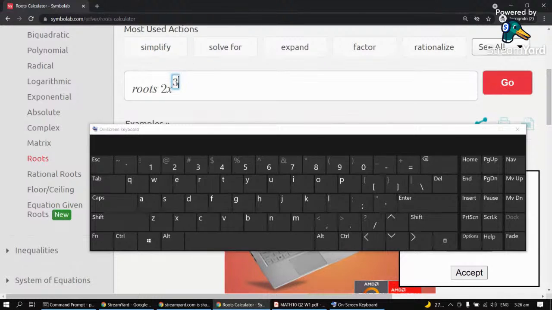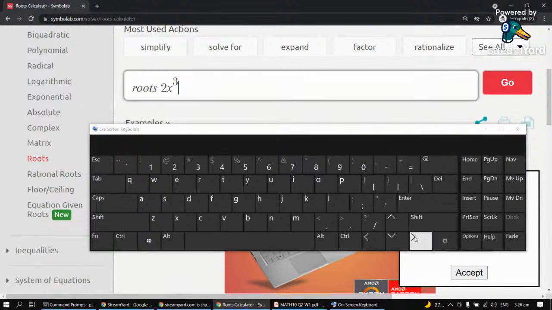And then, para mawala dyan, tatype lang natin 3. Yan. And then, para umalis tayo dyan sa exponent na yan, yung back to normal, is click natin tong arrow key. Yan.